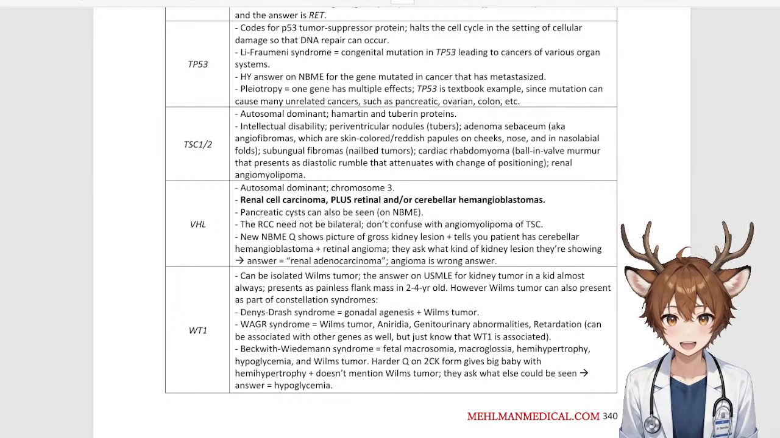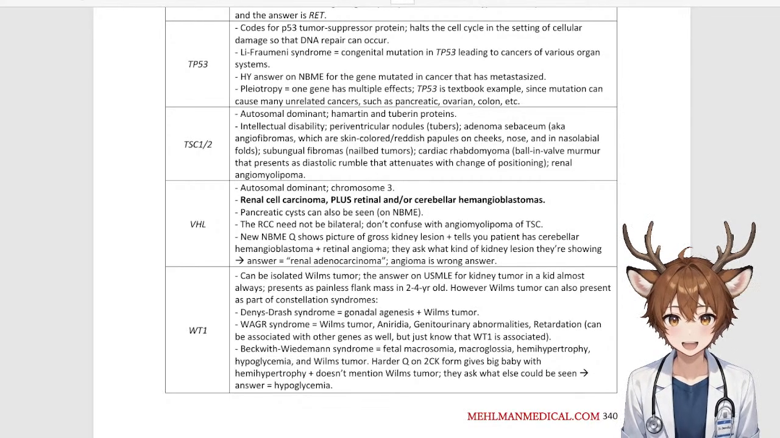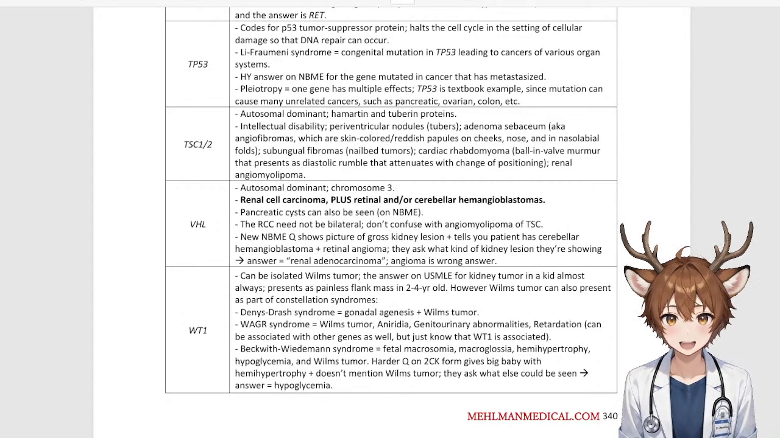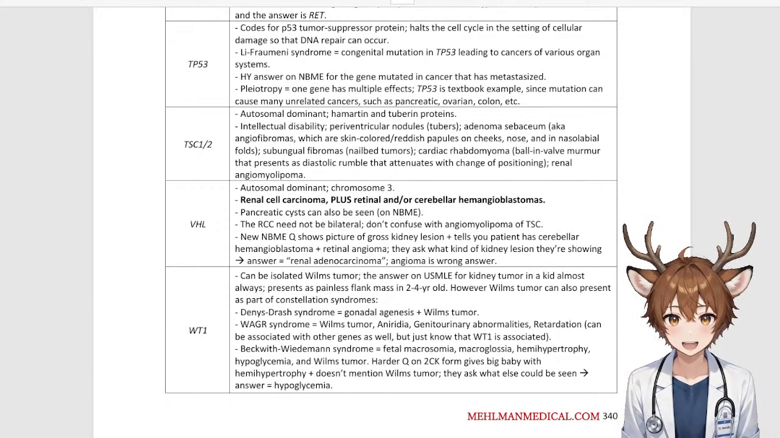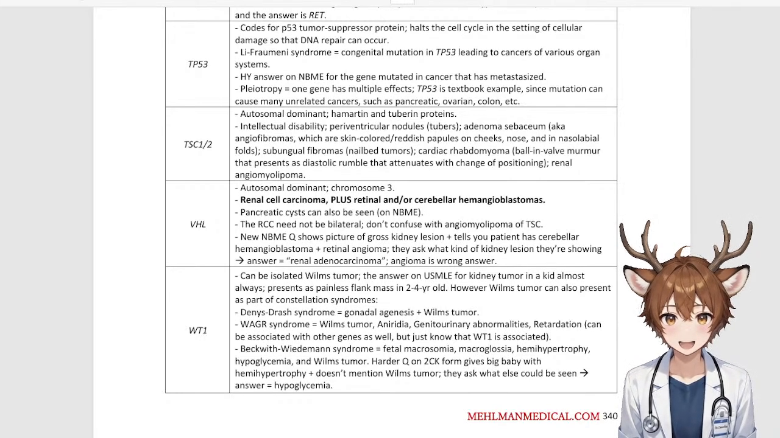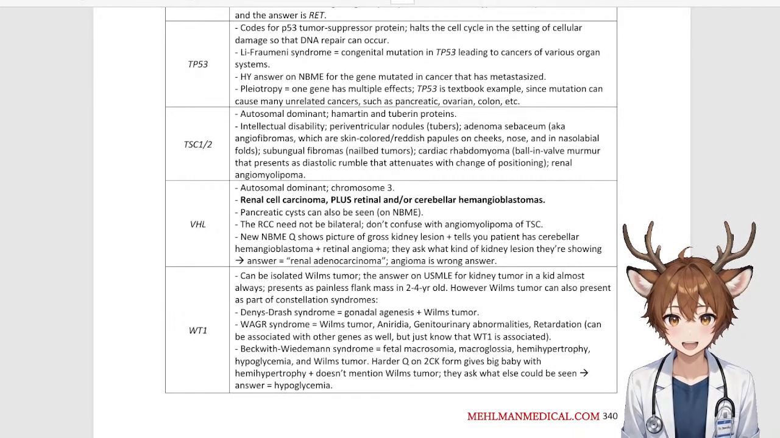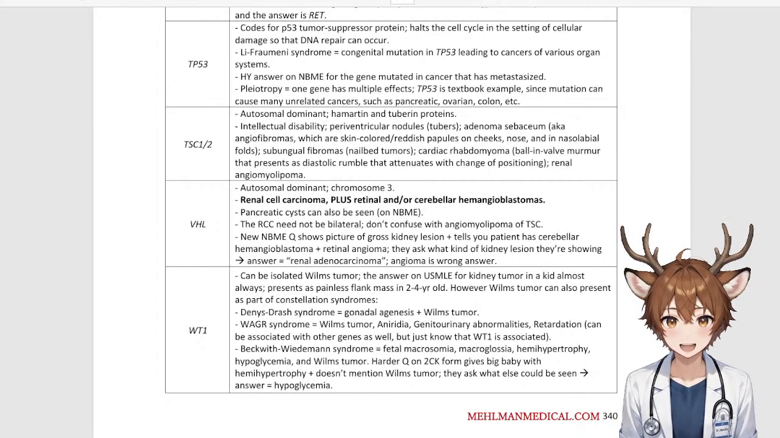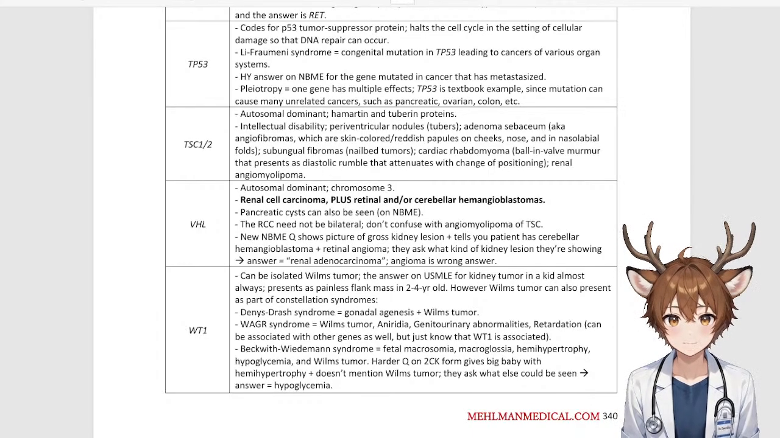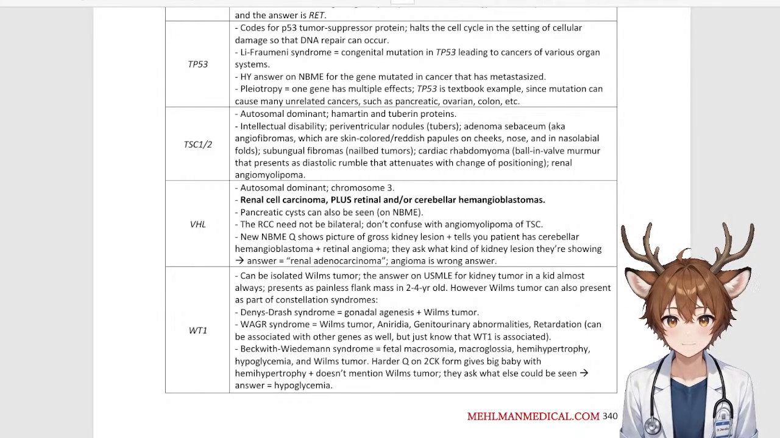Pancreatic cysts can also be seen on NBME. The RCC, renal cell carcinoma, need not be bilateral. Do not confuse with angiomyolipoma of the TSC. A new NBME question gives you a gross kidney lesion, plus your patient has a cerebellar hemangioblastoma, retinal angioma, and they ask you what kind of kidney lesion you're showing. The answer should be renal adenocarcinoma. The angioma was the wrong answer. You go for renal adenocarcinoma.